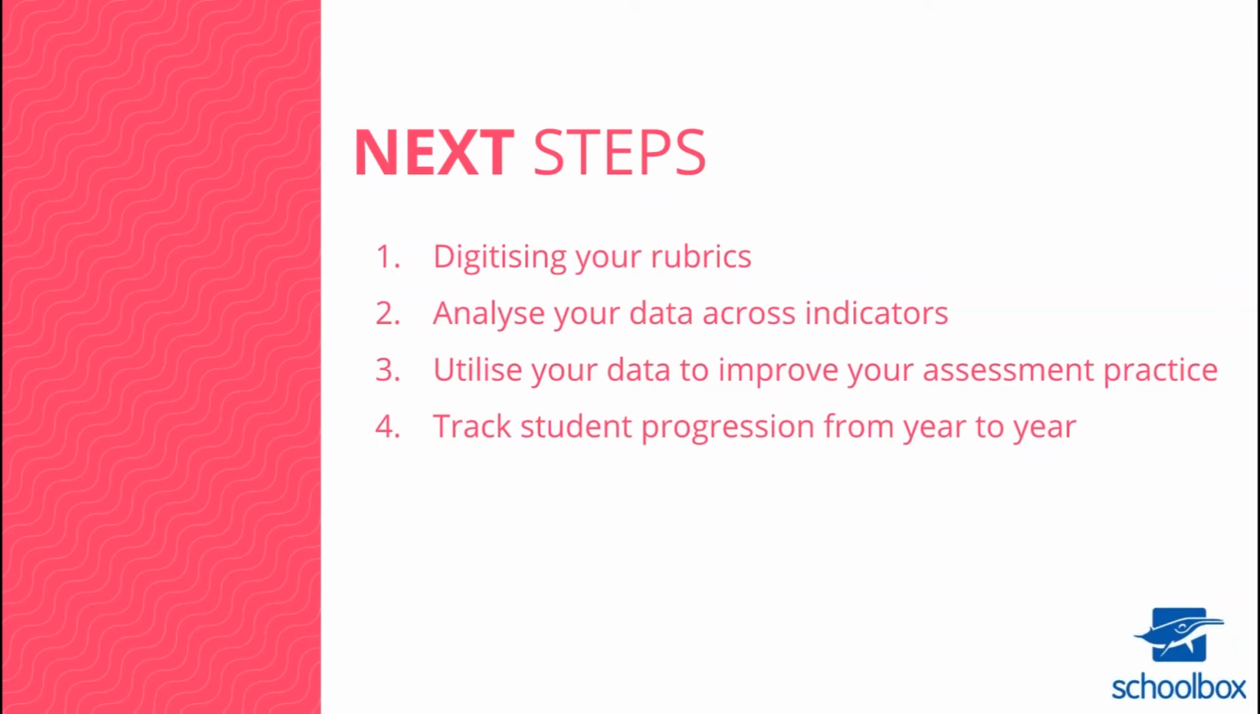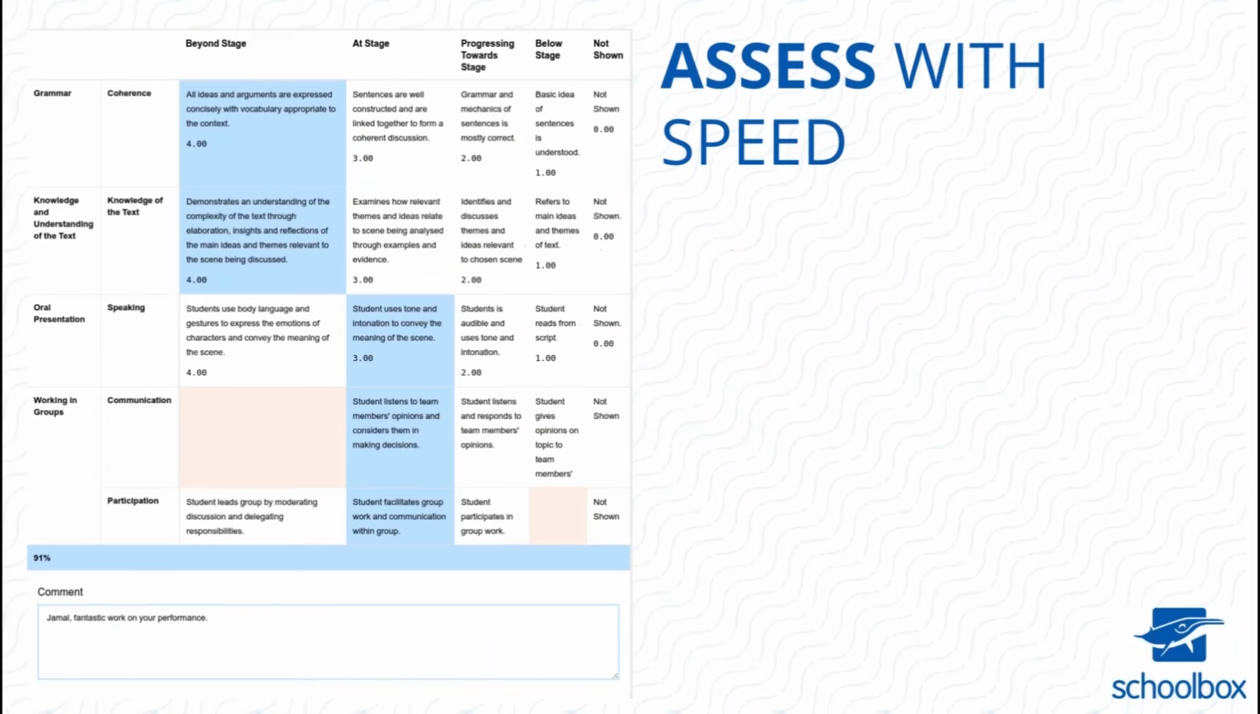All right, so moving on now from rubrics and looking at what all this means. What are the next steps? Once you've started using rubrics and you've started building great rubrics, let's have a look at what you can do once you've digitized those rubrics and started using them within an LMS system such as Schoolbox. First up on my list is your ability to analyze your data across indicators. You can utilize your data to improve your assessment practice, and you can track your student progression from year to year. So let's have a look at how we achieve that in Schoolbox.